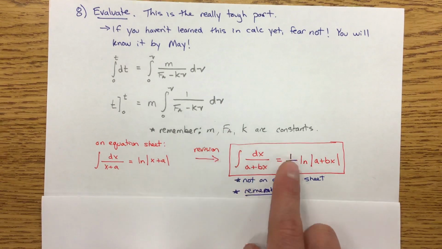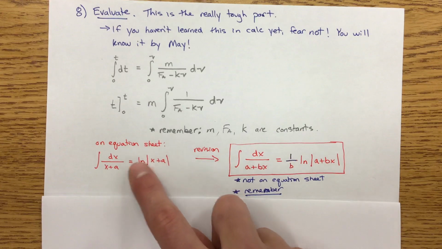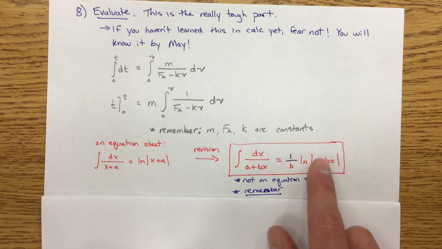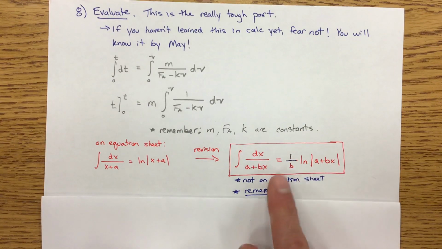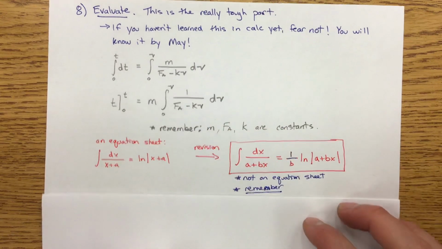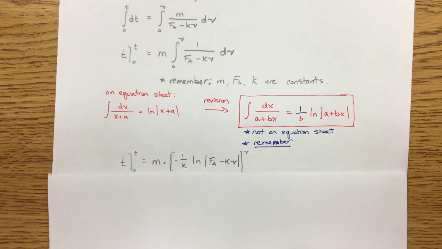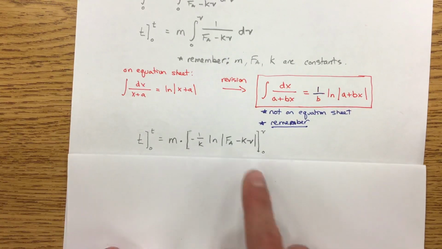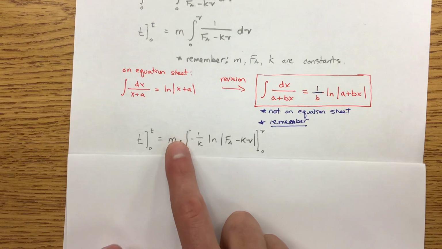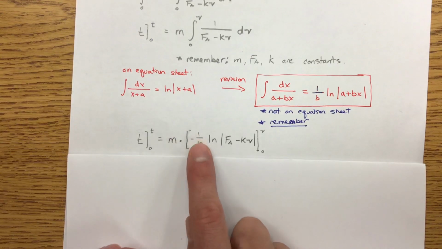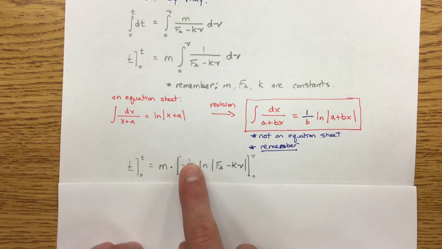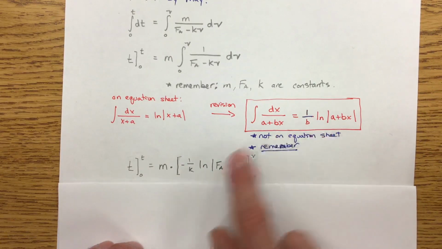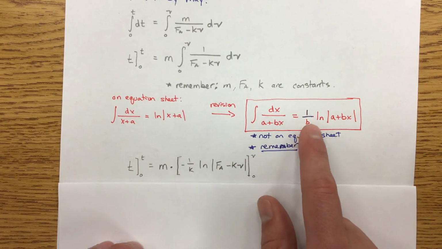The key difference between these is that there's this 1 over whatever constant is attached to your variable here. So that 1 over b is hanging out front. That's going to be important for when we take the integral here. So when we take the integral, what you see is that this m is still hanging out here because it's a constant. I now have this negative 1 over k out front.